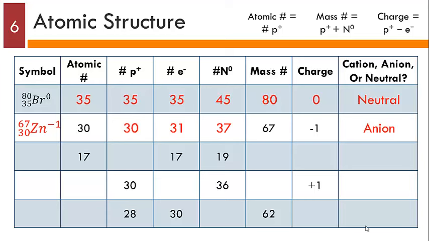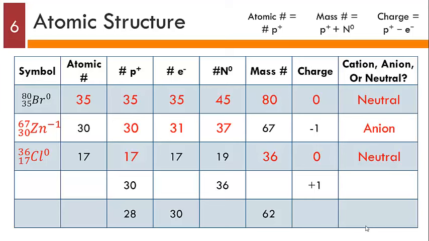The next one has an atomic number of 17, so that's going to be 17 protons. There are 17 protons and 19 neutrons, so this makes a mass number of 36. And because the protons and electrons have equal numbers, this is a neutral atom with 0 charge. So my symbol is going to be chlorine, because that's atomic number 17. My mass number is 36, and the charge is 0.